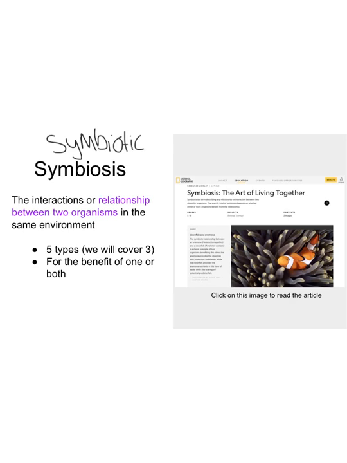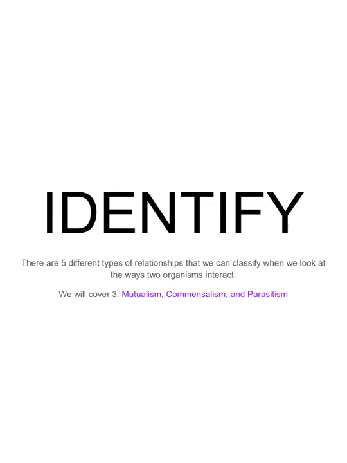If you guys take a look to the right, when you download this PowerPoint, this image has a link to an article that you should read from National Geographic to learn more. Identify. As a class, we're going to go over the 3 different types of symbiotic relationships. We're going to use the environment of the coral reef, so picture the image that I had just showed you. We're going to use that environment to come up with some examples of mutualism, commensalism, and parasitism.